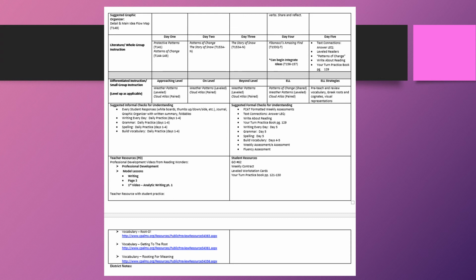Secondly, they suggest ideas for differentiation, for whole group instruction, for informal checks, and then there are teacher resources there at the bottom. So I think this is a pretty good sample of what a curriculum guide should look like, stressing that it is a guide.